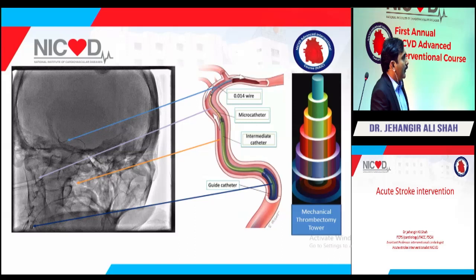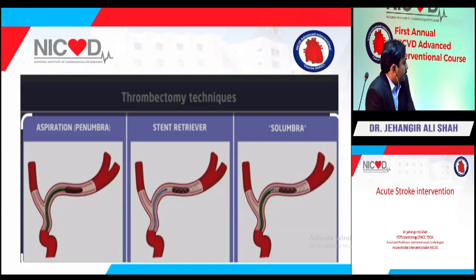Over the guide catheter, you have an aspiration catheter. This is the distal access catheter, the microcatheter, and the wire. You just have to cross the thrombus with the guide wire, and with the support of the microcatheter, the distal aspiration catheter, and the guide catheter. So this is how we make a tower.